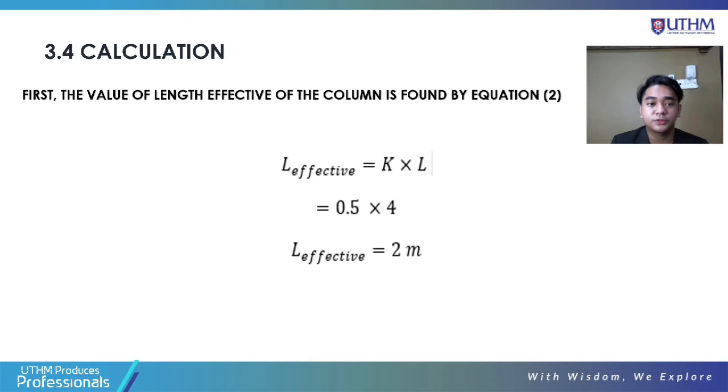We move to 3.4, which is the calculation. So first, the effective length of the column is found by using equation 2. For this project, the column has fixed ends, so the value of K is 0.5, which will be multiplied by 4, where L is the actual length of the column. So the value of L effective of the column is 2 meters.